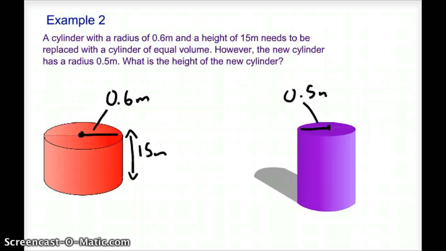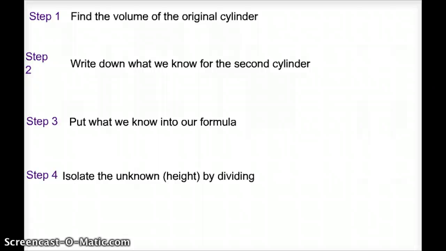Well, that means, again, we're looking at this cylinder right here, and it's got, like it said, 0.6 meters as its radius and 15 meters as its height, and if they replace it with a new cylinder, which is over here, but it has identical volume, what's changing though is the radius. So I'm going to try to find the new height of the cylinder, even though they have the exact same volumes. So what we're going to do is just flip the page here and break this into 4 steps.